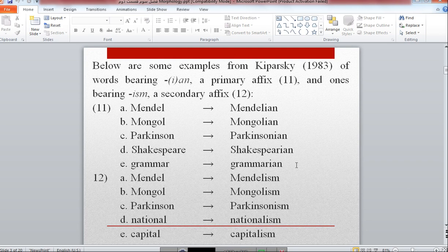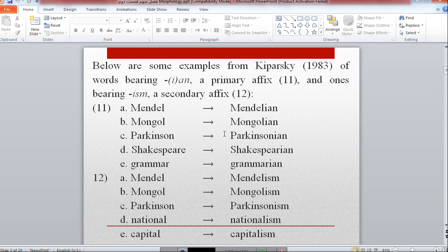If you read the words in 11 and 12 to yourself, you hear an important difference. Words with ian, which is a primary affix, have a stress shift. In Mendel, the stress is on the first syllable, while in Mendelian it is on the second. Likewise, Parkinson has stress on the first syllable, but Parkinsonian has stress on the third. We can generalize by saying that in all words with ian, the primary affix, the stress is on the syllable that immediately precedes the suffix.